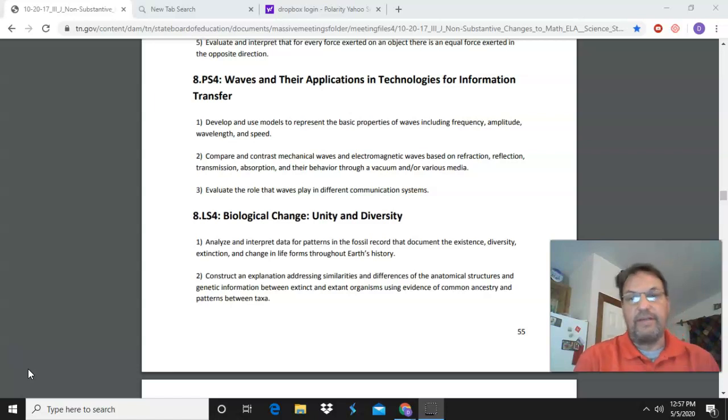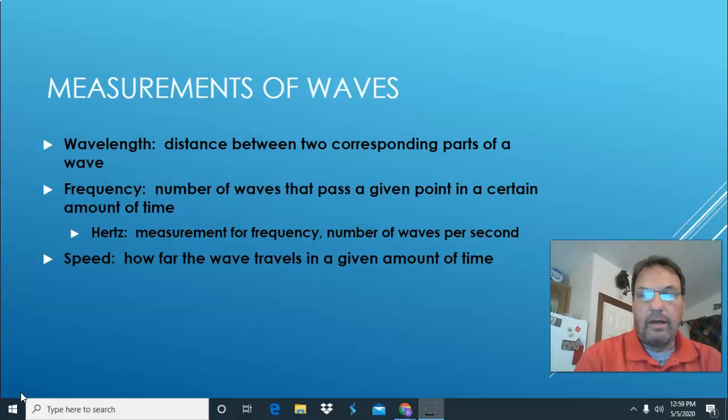Now, I know the first standard is going to be pretty familiar to you, talking about frequency, amplitude, wavelength, and speed. But when we start talking about transmission, absorption, and behavior through a vacuum, that may get a little tougher. But the first thing we're going to do is go over the first PowerPoint over waves, and we will begin.